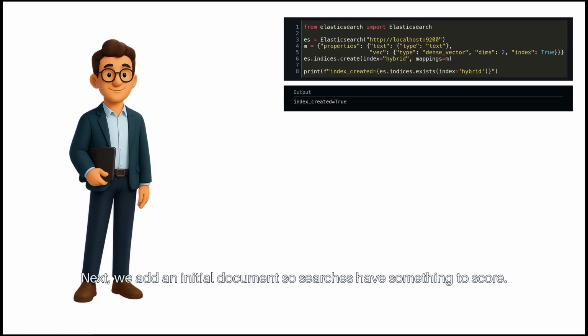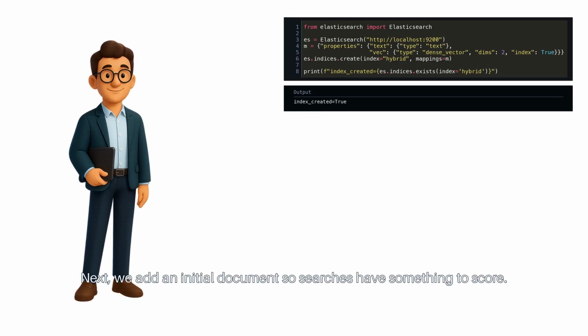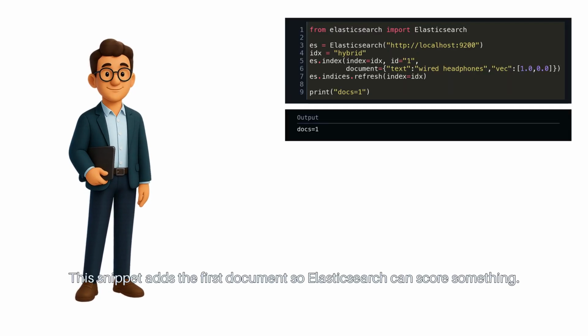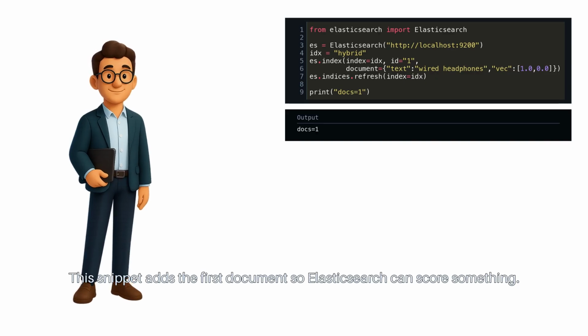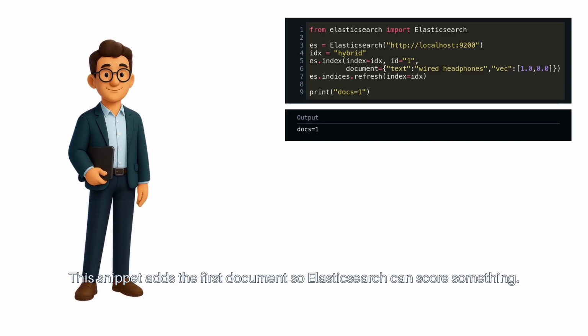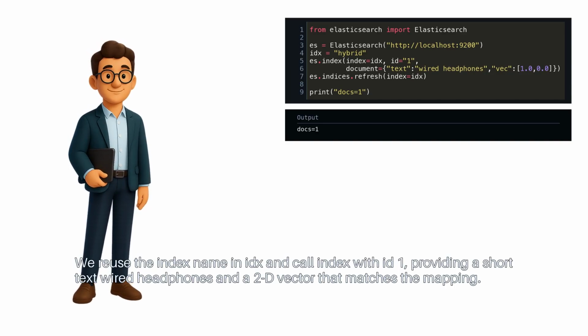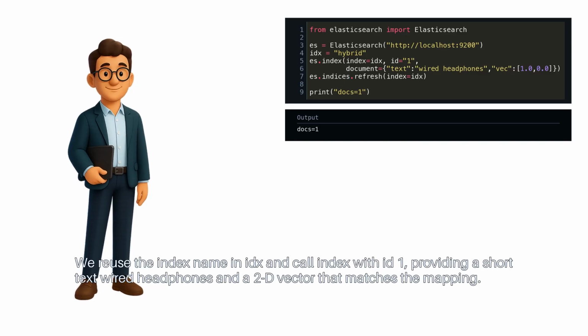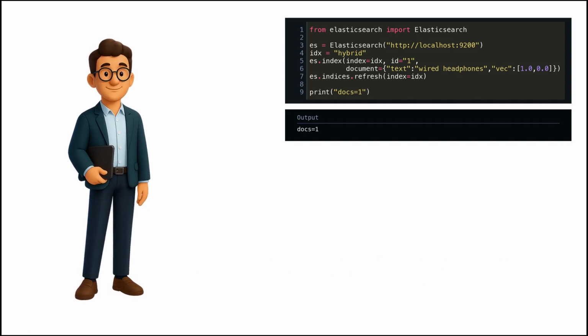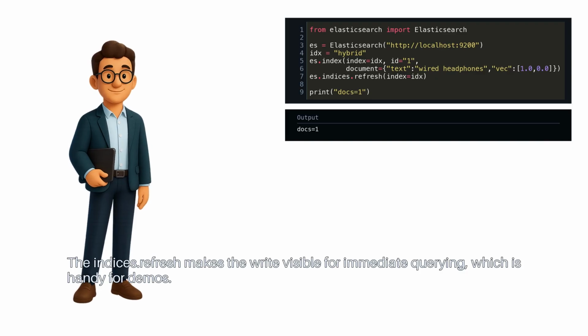Next, we add an initial document so searches have something to score. This snippet adds the first document so Elasticsearch can score something. We reuse the index name in IDX and call index with ID 1, providing a short text, wired headphones, and a 2D vector that matches the mapping. The indices.refresh makes the write visible for immediate querying, which is handy for demos.